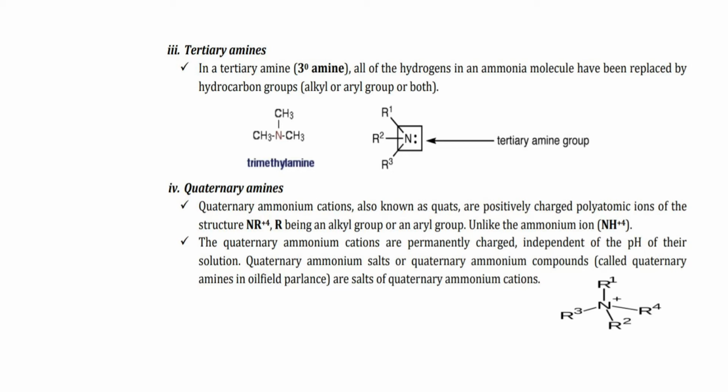What are quaternary amines? Quaternary ammonium cations are positively charged polyatomic ions. Their structure is NR4+, with R being an alkyl or aryl group. Unlike the ammonium ion NH4+, the quaternary ammonium cation NR4+ is permanently charged, independent of the pH of their solution.